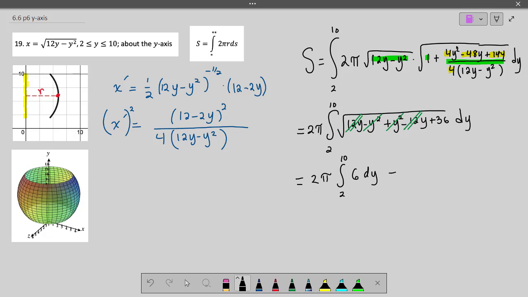So if we factor out that 6, we have 12 pi, what is the integral from 2 to 10 of dy? 8. It's the length of the interval. So that 6 factors out. If you integrate dy from 2 to 10, you get 10 minus 2, which is 8. So that'll be how it simplifies down.